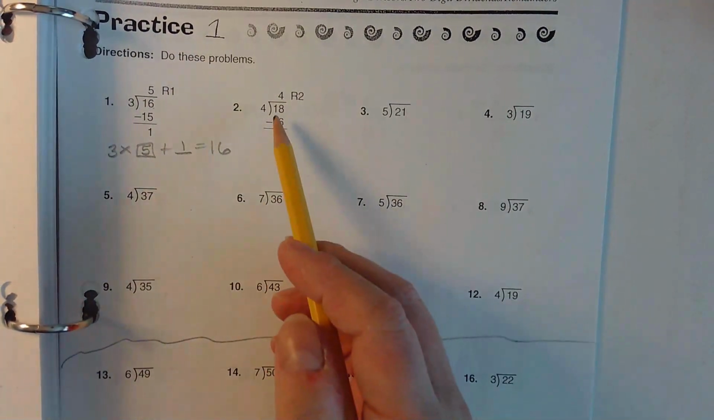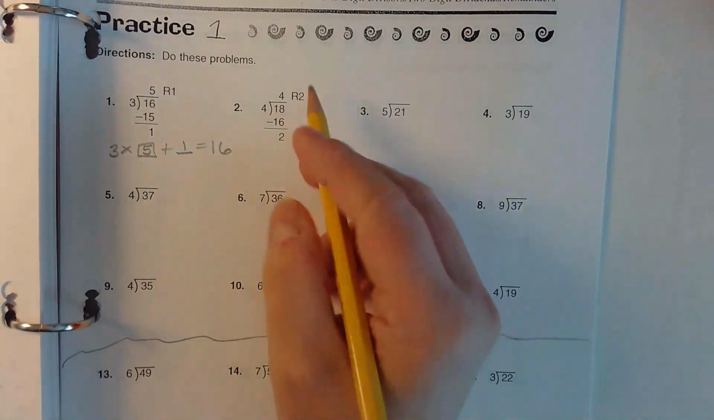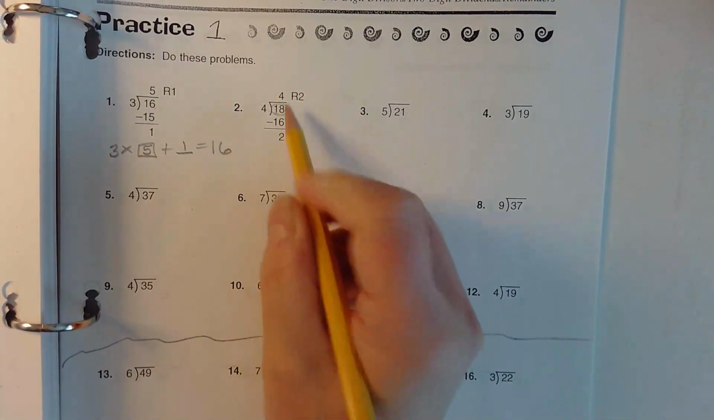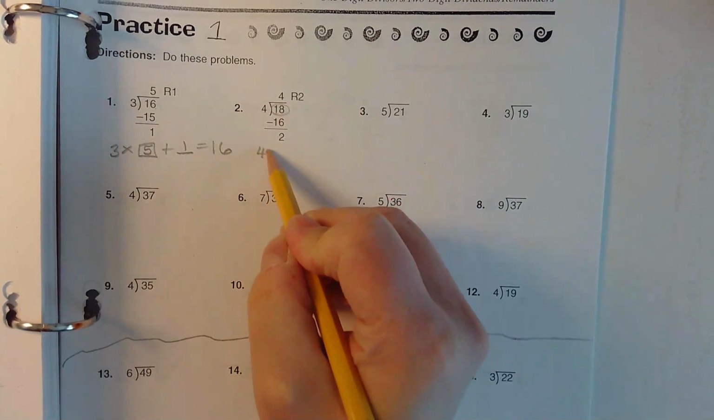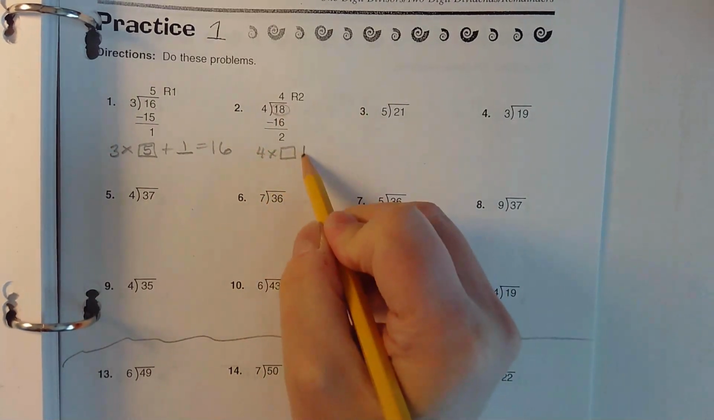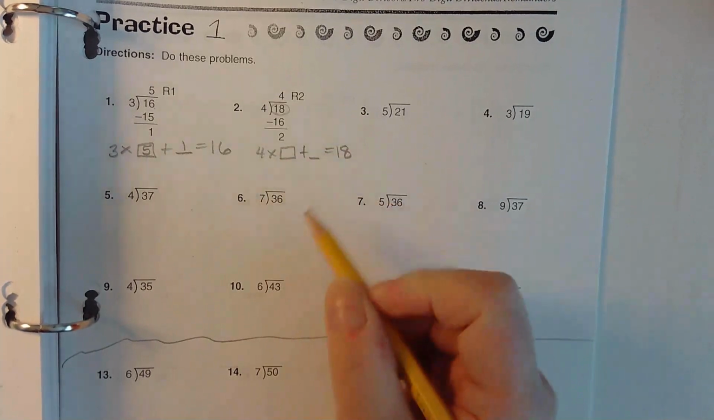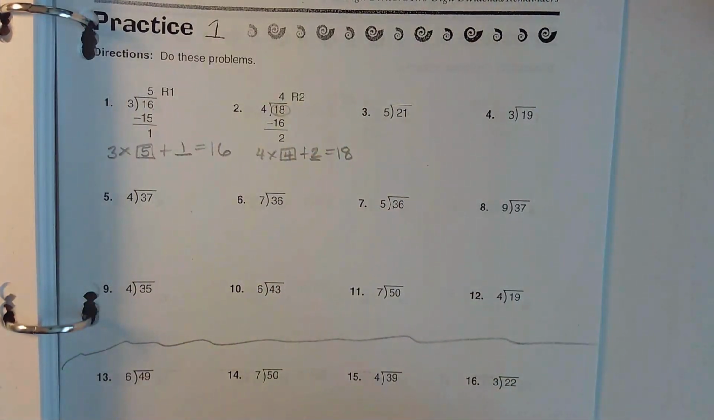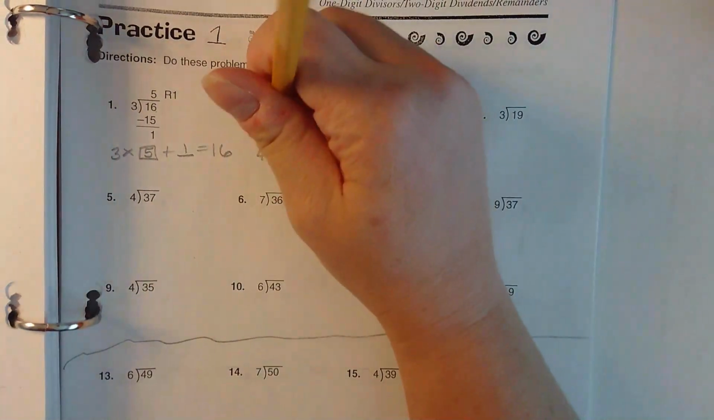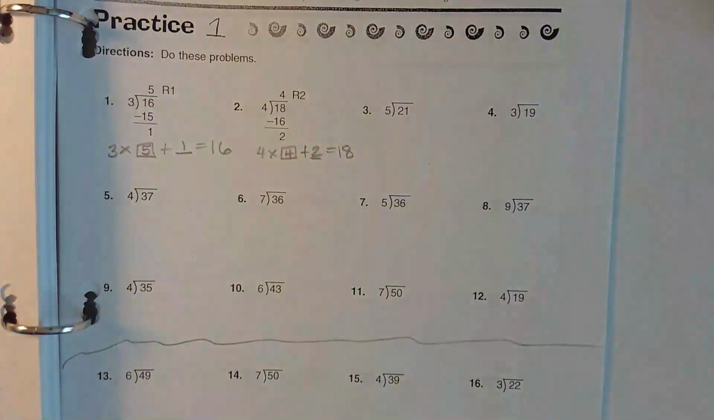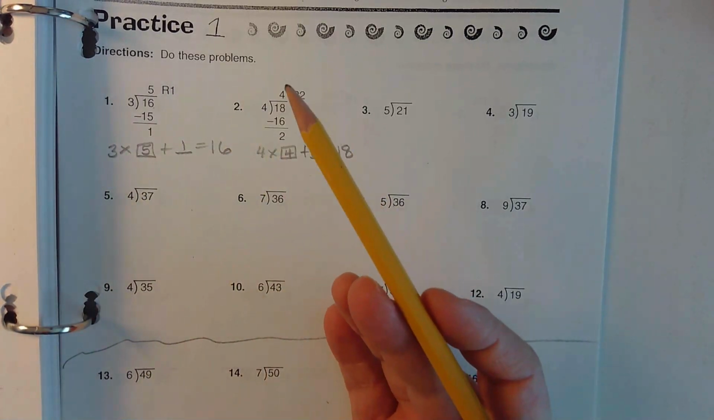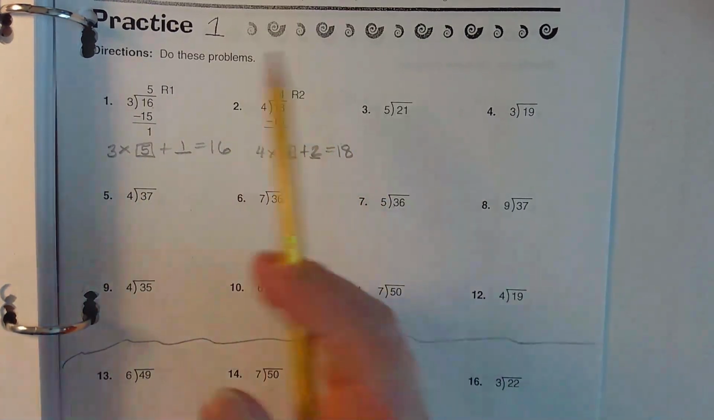Okay, and then over here for number 2, again, you have your 18, right? And you have your 4. So it's 4 times what number plus what number is equal to 18. And it comes out to be 4 with a remainder of 2. Okay, now I'm going to go back and show you how figuring out the near facts is the same thing as doing this basic strategy for long division.